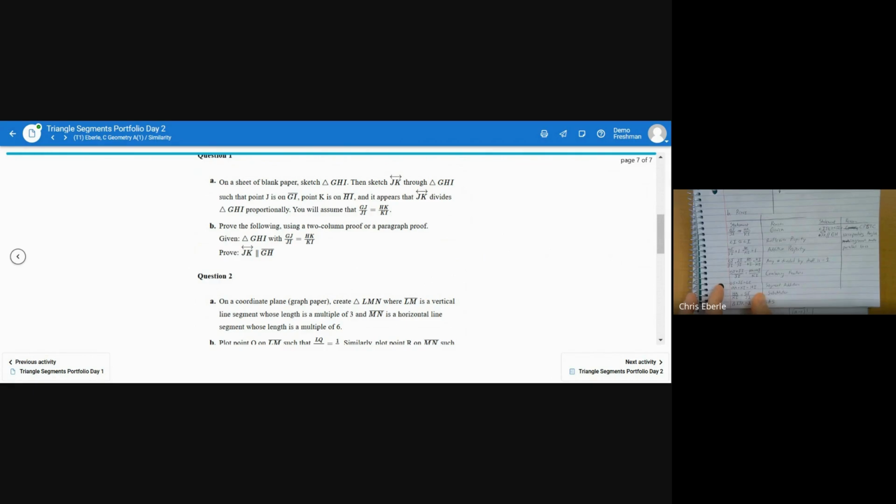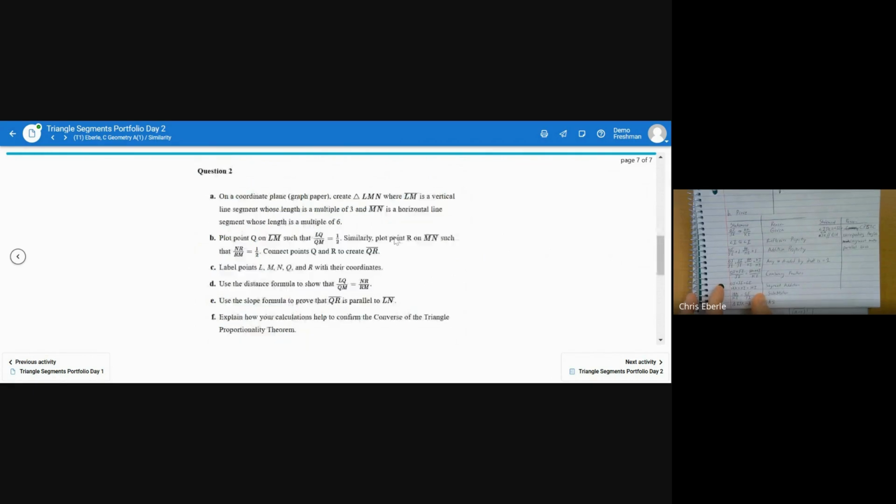All right. Let's take a look at the last section here. Question 2. And again, this is similar to the other one we did where they gave us very specific instructions on this one here.